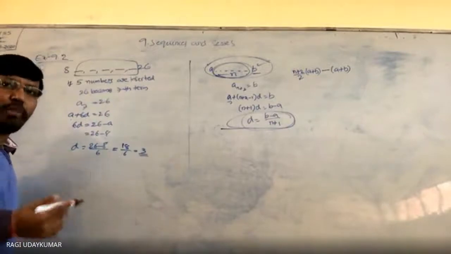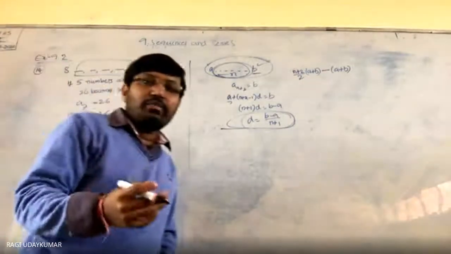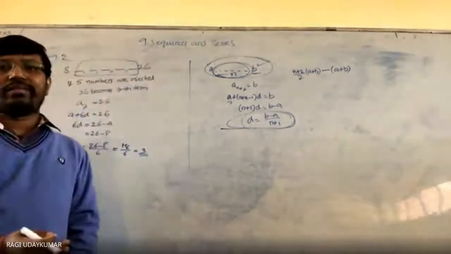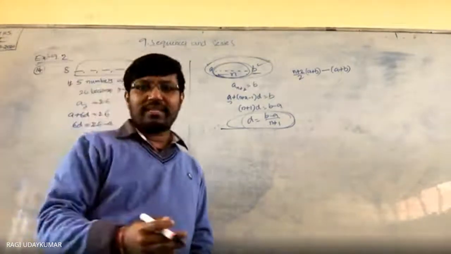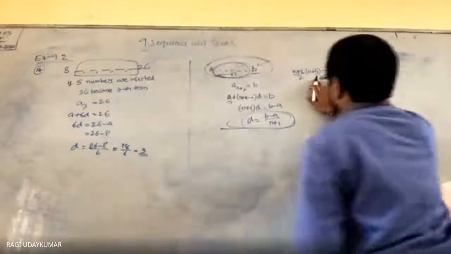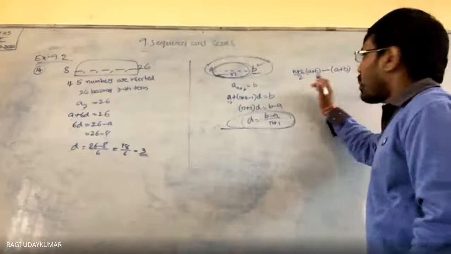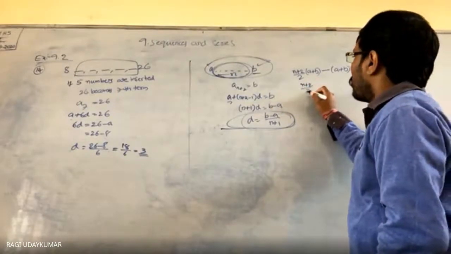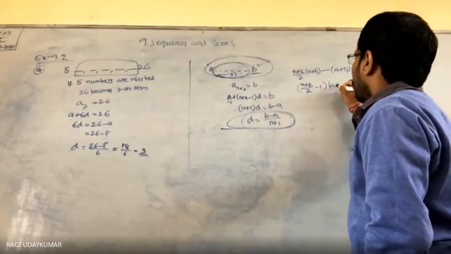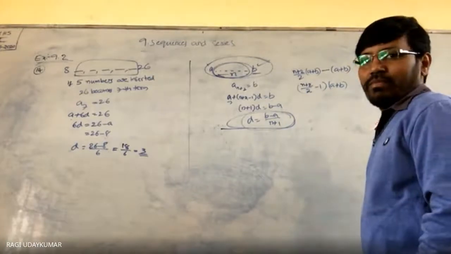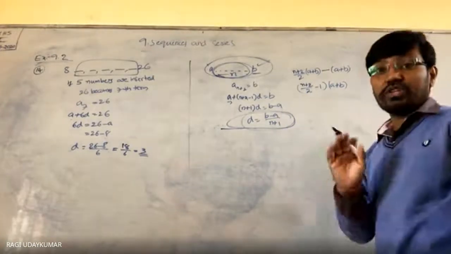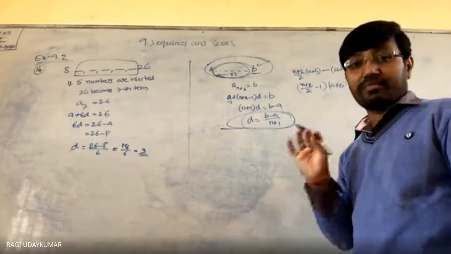This is actually a very interesting topic. It is not discussed much in your syllabus, but it is very interesting. Take a plus b common from both: n plus 2 by 2 minus 1 into a plus b. This is useful to you in competitive examinations, that is why I am telling you.